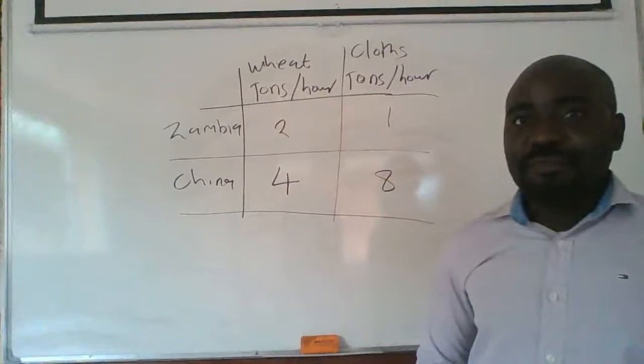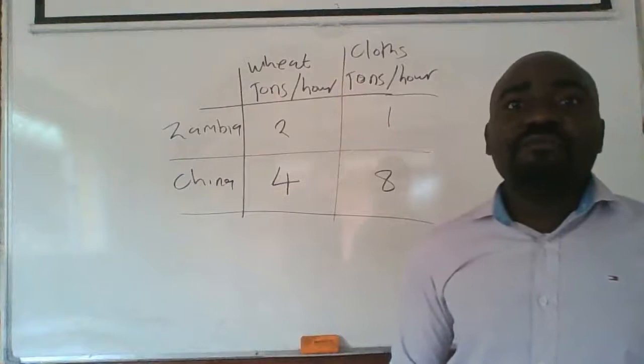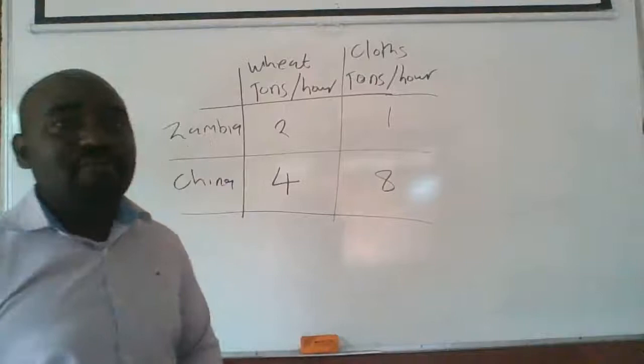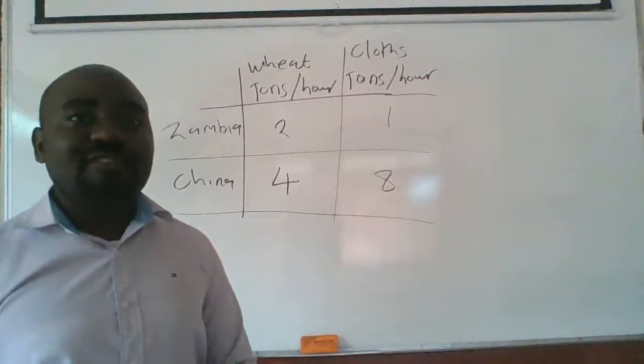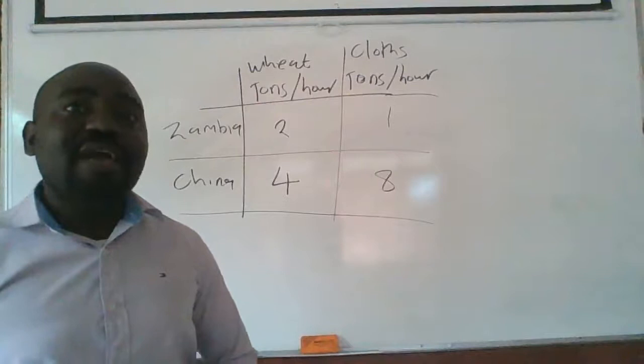If we go to the production of clothes, we see that Zambia is producing 1 ton of clothes given an hour, while China is producing 8 tons of clothes given an hour. And clearly from that, we see that China has an absolute advantage in the production of clothes over Zambia, because with the same amount of resources, China is able to produce more tons compared to Zambia. In general, from this table, China has an absolute advantage over Zambia in the production of both wheat and clothes.